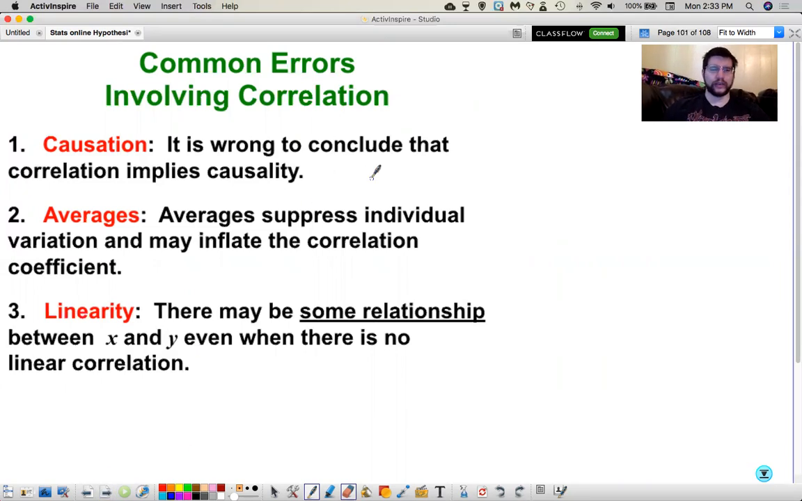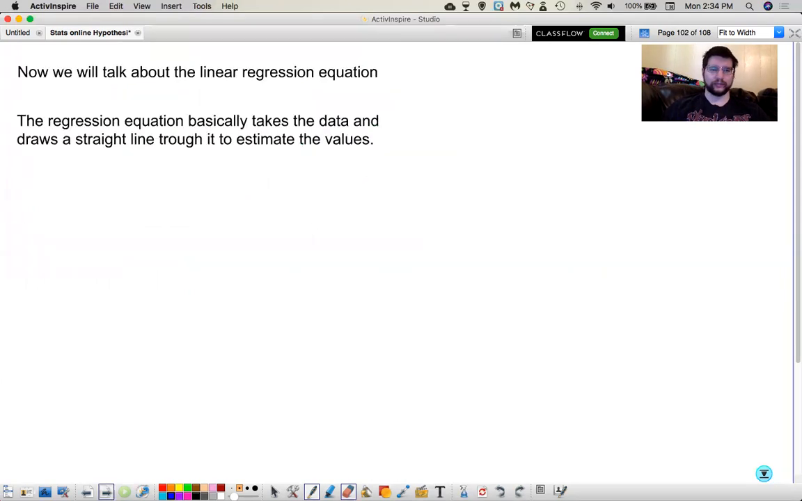Averages suppress individual variations and may inflate the correlation coefficient. So don't look at averages of data, look at the whole data. And again, there could be a relationship that's not necessarily linear, but we're only looking at linear relationships in this class. That's it for the correlation coefficient.